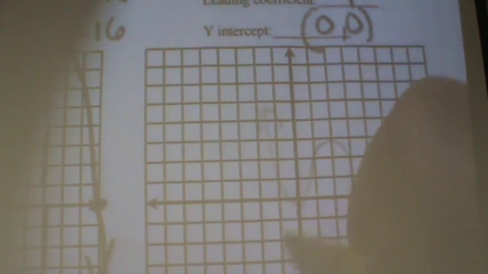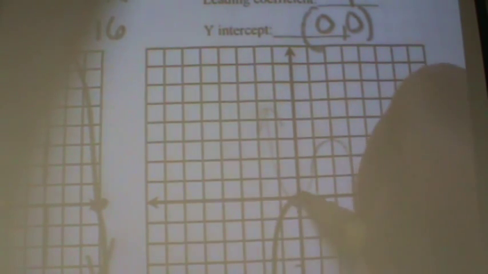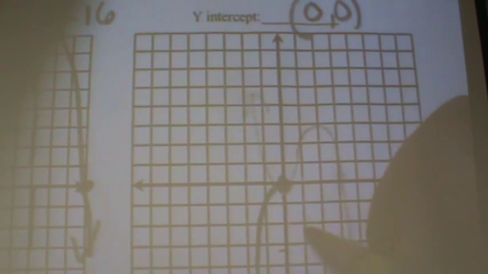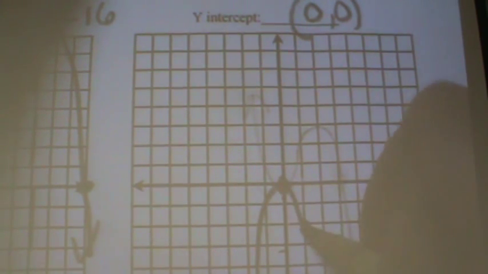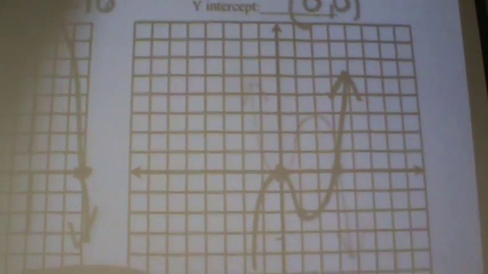This one it's coming from this side. It's touching still at 0. It's coming down, and I figured out from 1, it's going down to negative 2. And it's going to cross through at 3 and go up. That's the correct graph. Because the leading coefficient's positive, it's rising to the right, falling to the left.